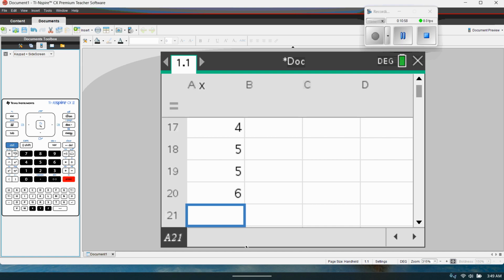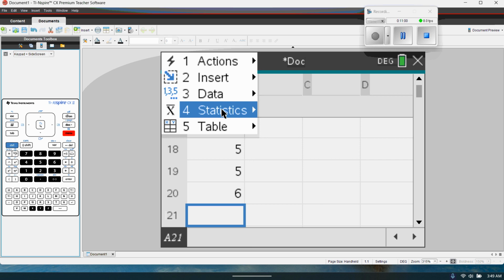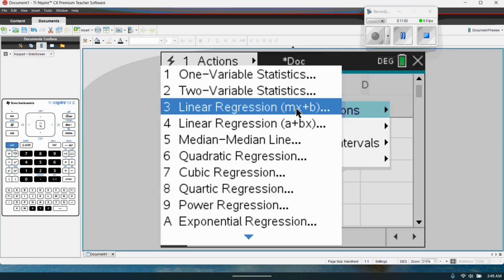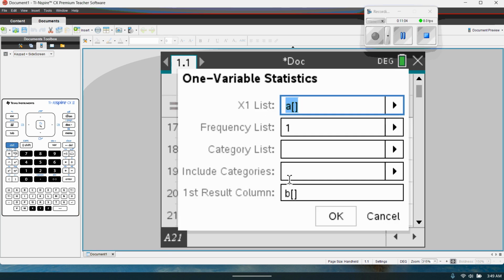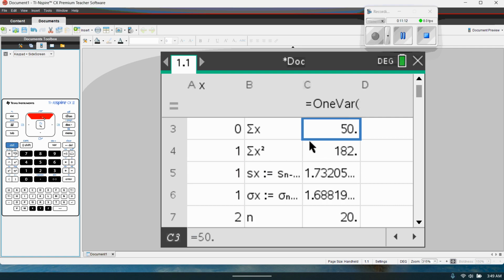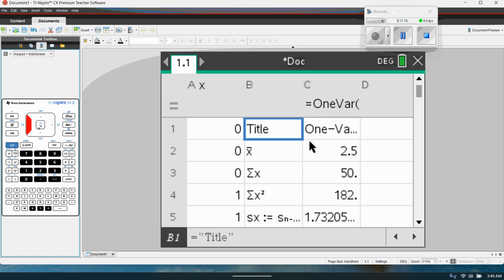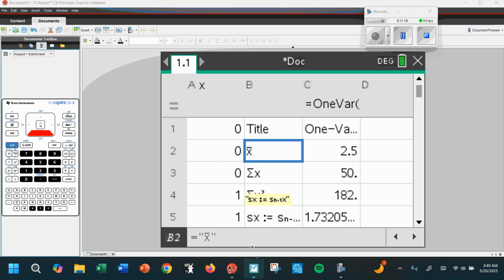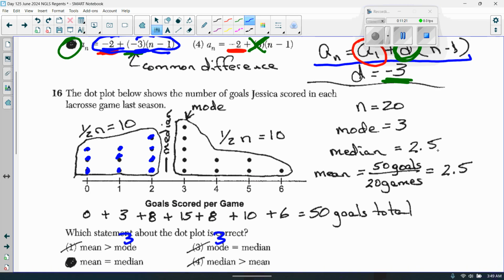So remember, if you want to find mean and median, the code is 4, 1, 1. X is the X list, and that's all we need. So we got to go all the way back to the top. And remember, the X with the line on top, that's your mean. So it's telling you the mean will be 2.5. So we wrote 2.5.